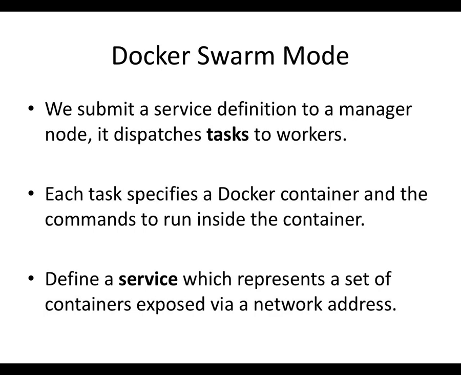How does Docker Swarm work? It's somewhat similar to Kubernetes in that you create a service definition and you provide that service definition to one of the manager nodes. That manager node then goes off and schedules tasks on each of the worker nodes. A task means that a container is going to be launched on a worker node. And so the task specifies what container we want to launch, and also will specify the commands to run as part of the instantiation of that container.